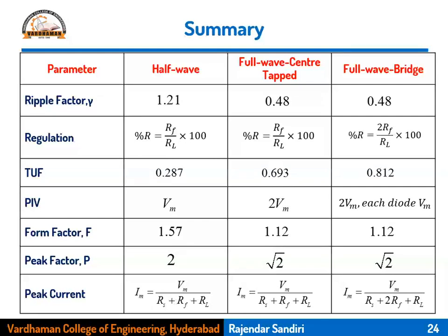So all these parameters are the same except transformer utilization factor and peak current, then regulation, where wherever RF is there, you have to write 2 RF. Otherwise, all are the same. So these are all the comparisons of half wave rectifier, full wave rectifier, and bridge rectifier.